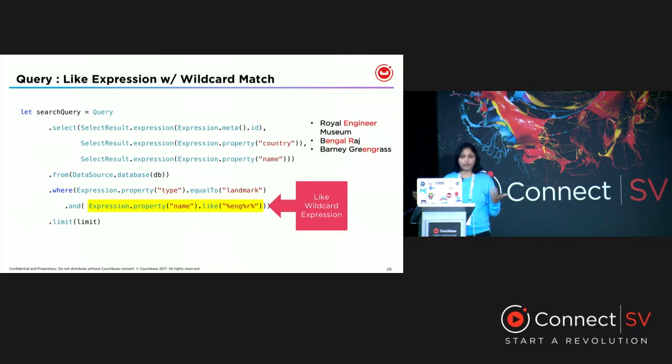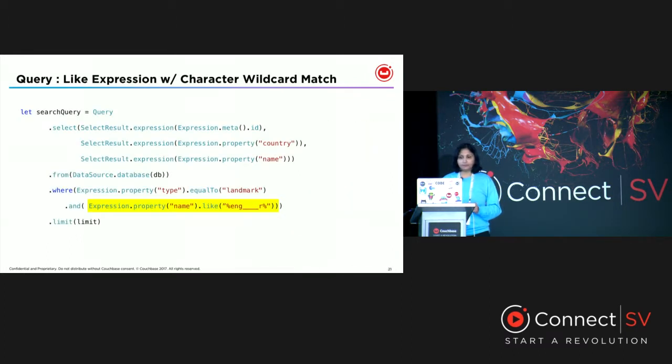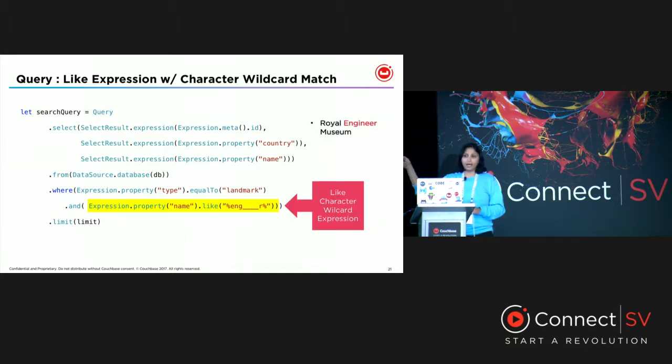That's pretty cool, but what if you want to specify the exact number of wildcard characters? You can do that. You use the underscore. While it's not very clear in this particular example, between the ENG and the R there are four wildcard character matches. So in the results, it's going to match something like this, because between ENG and R there are exactly four characters: I, N, E, and another E.